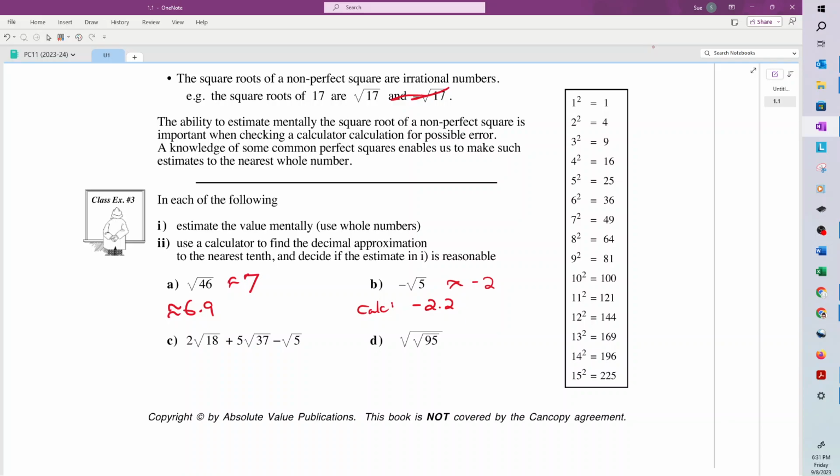For question C, this is going to be approximately 2 times the square root of 18. Well, we can estimate that as 4. And plus 5 times the square root of 37, which is going to be about 6. Minus the square root of 5, and we already determined that that's going to be about 2. So if I add that all up, I get 36.66.